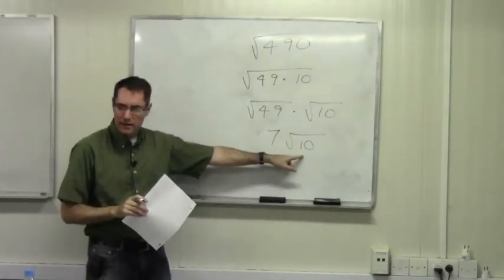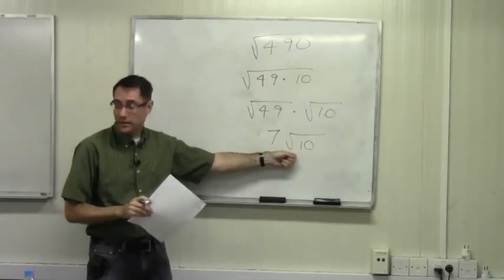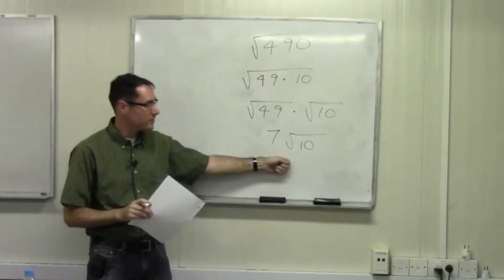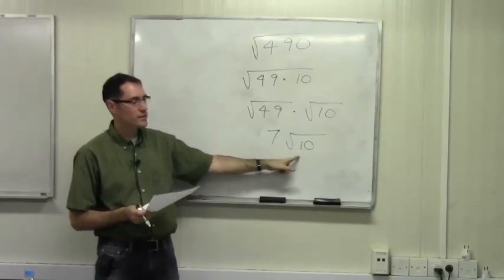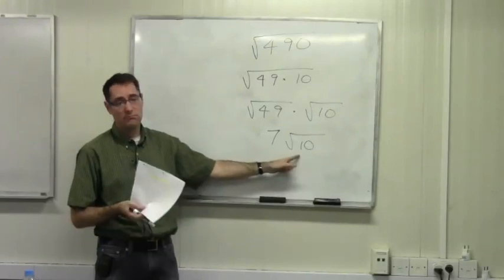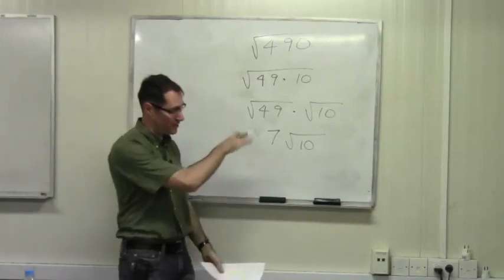What goes into 10? 5 and 2. Are any of those perfect squares? No, you can't do anything more with this one. This is an odd one because the square root of 10 is actually an irrational number. But you wouldn't think it because, hey, it's 10, and 10s are always kind of easy to work with, but not in this case.